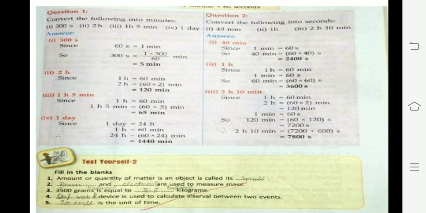The next, test yourself. Amount or quantity of matter in an object is called its mass. Dash and dash are used to measure mass, beam balance and electronic balance. Third one, 3500 grams is equal to dash kilograms. When you divide by 1000, you get the answer 3.5. Dash device is used to calculate interval between two events. The answer is stopwatch. Dash is the unit of time, second.